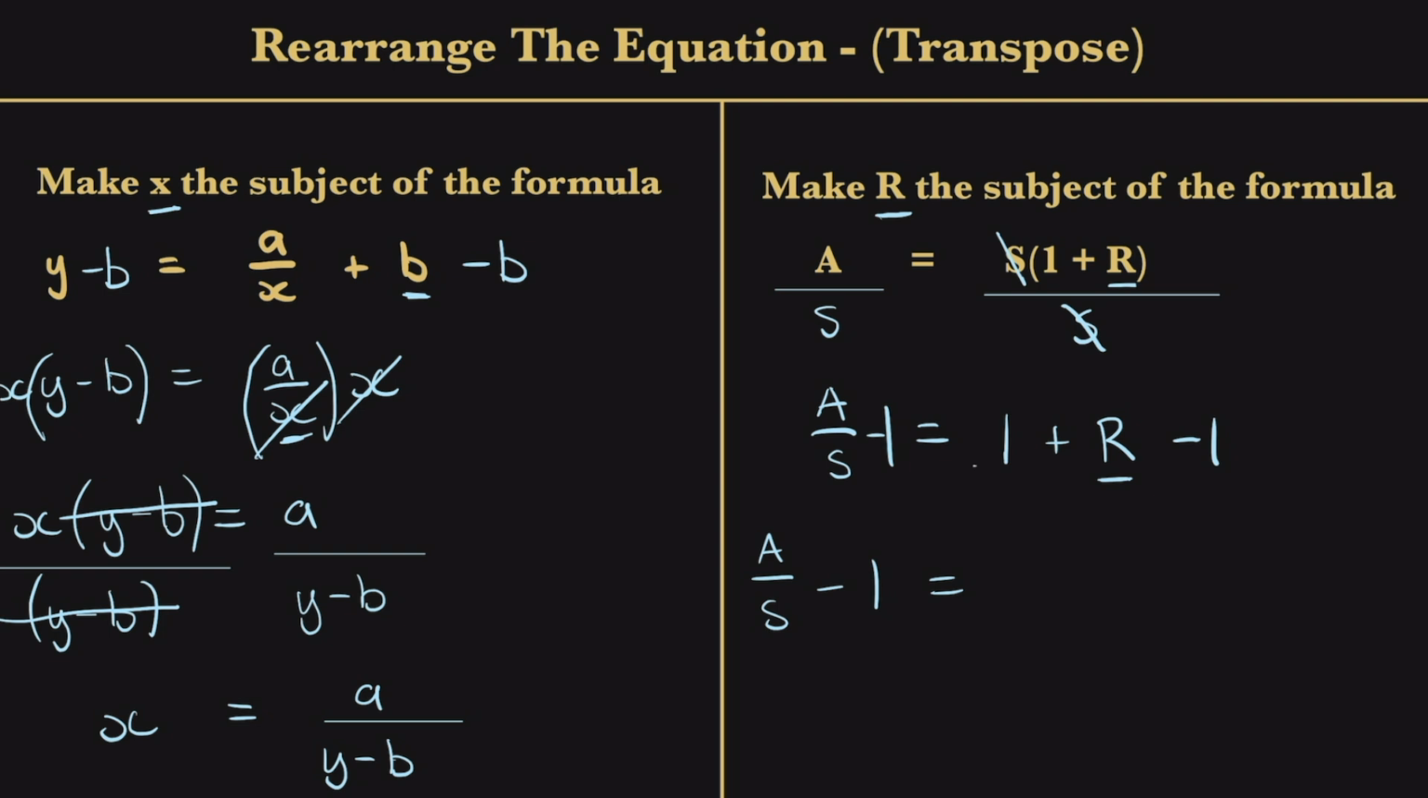So obviously that one and that one is going to cancel each other out, and we're just going to be left with r. So that's the final answer, but I'm just going to write it as r equals, and we'll put the rest of it on the other side of the brackets. And we've got r equals a over s take 1. And that's the final answer.